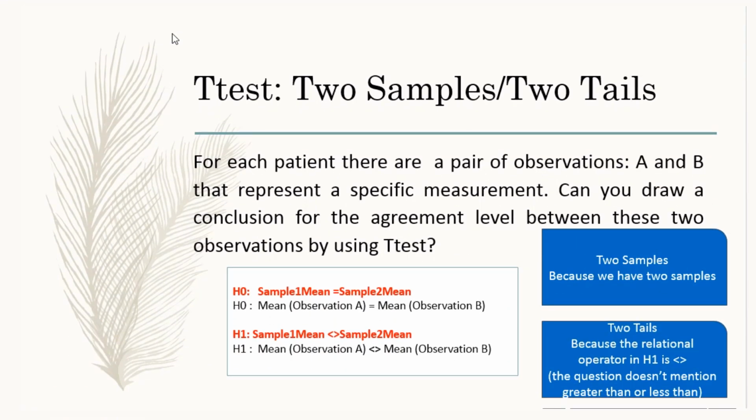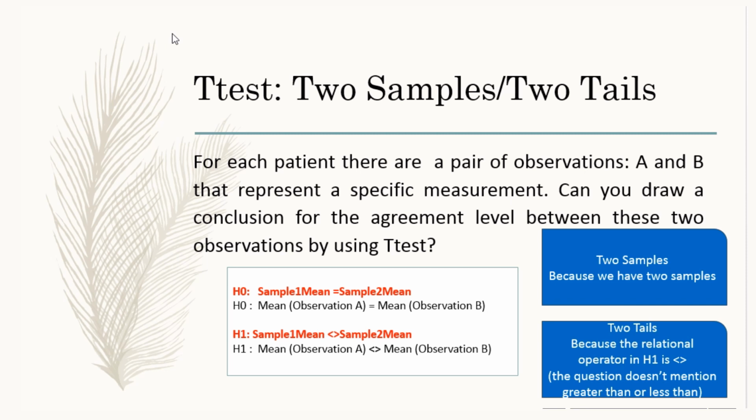Now let's see this example. For each patient there are a pair of observations, A and B, that represent a specific measurement. Can you draw a conclusion for the agreement level between these two observations by using t-test?